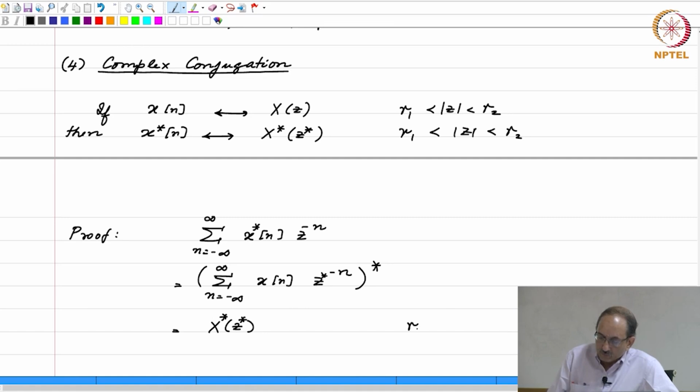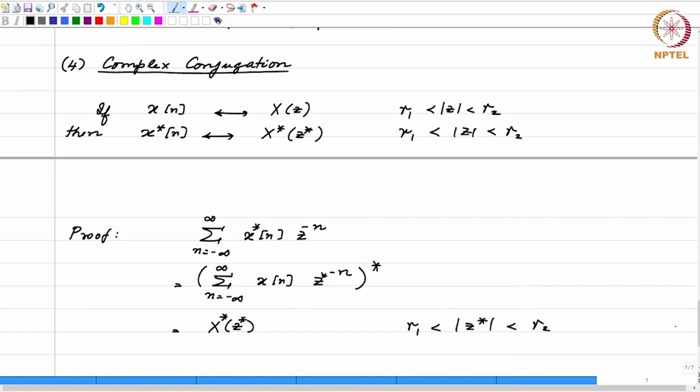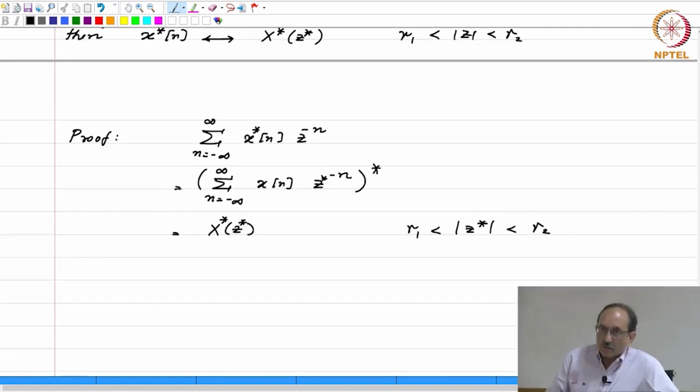And therefore, now you have z star must now belong to the region of convergence, which is nothing but this.